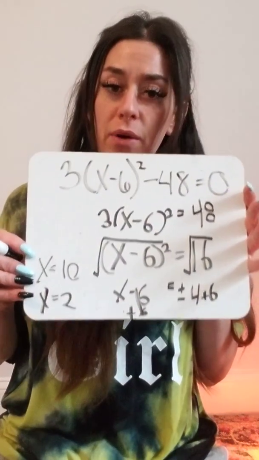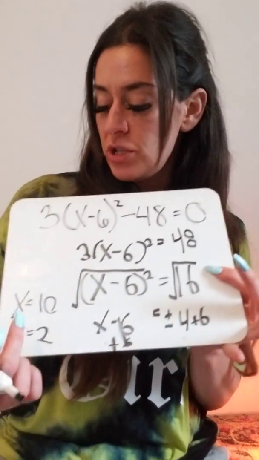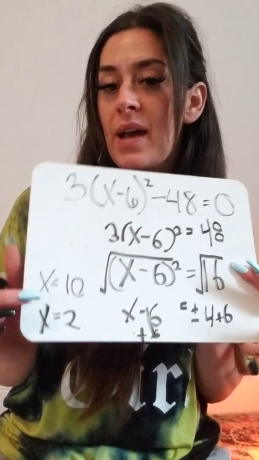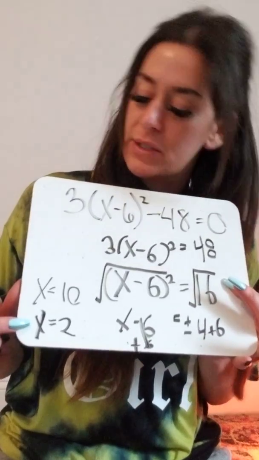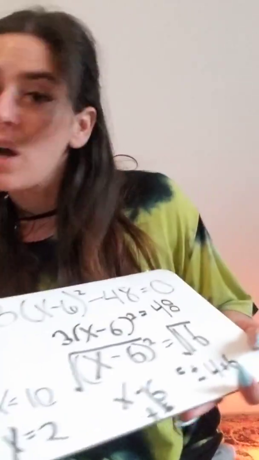For this one, I'm not going to do a sketch because I've been doing them. The purpose is just to know that your solutions are x equals 10 and x equals 2. It's going to cross the x-axis at 10 and cross the x-axis at 2. Okay, let's look at one that doesn't work and talk about why.